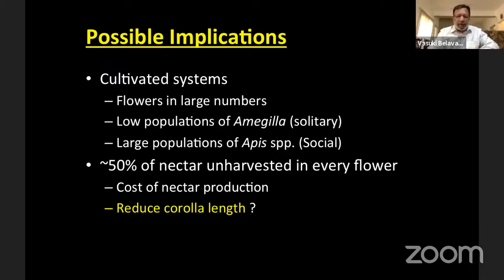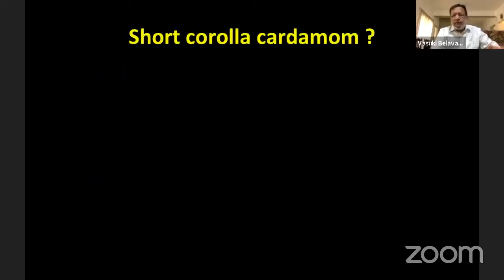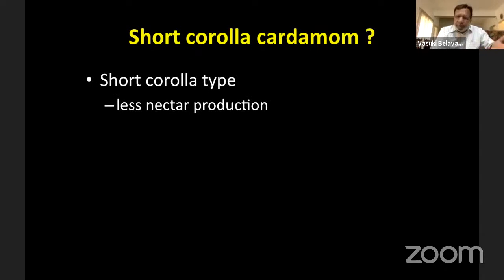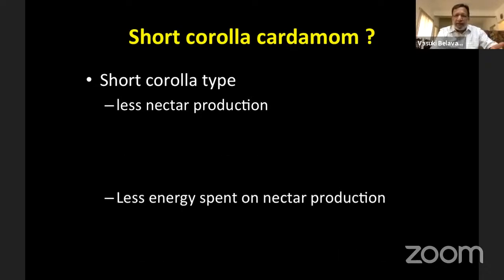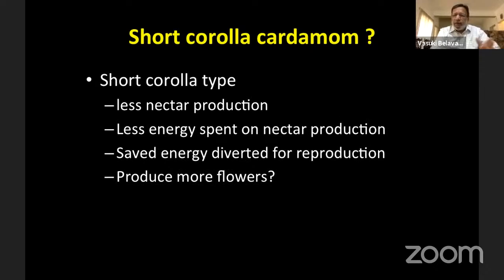So there is a cost for nectar production, and is there a way in which the corolla length can be reduced? So is there an implication for shorter corolla? Is there a short corolla cardamom? So we wanted to look at that, the short corolla cardamom. The short corolla type should be spending less energy for producing nectar, so less nectar production.